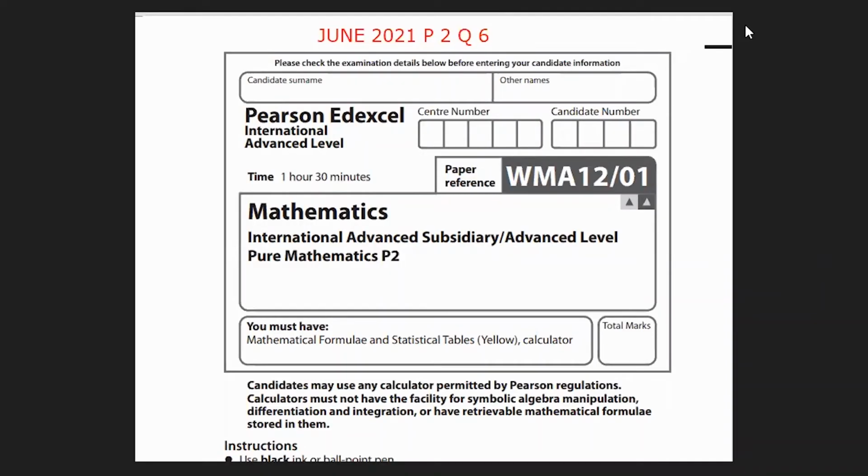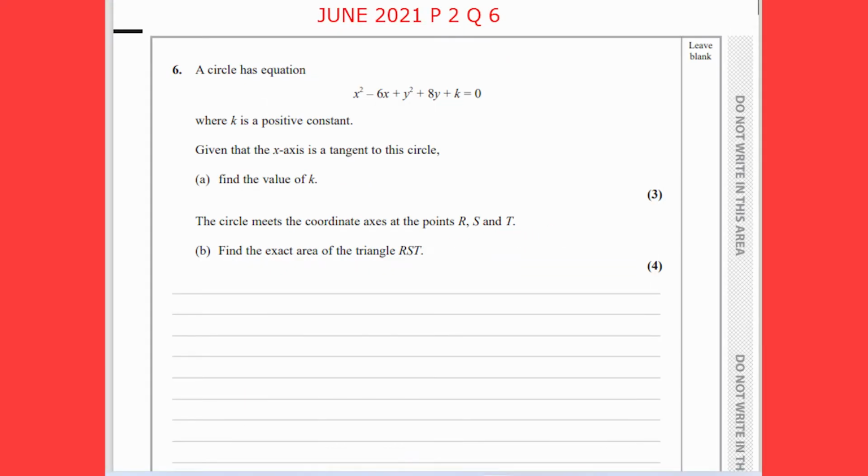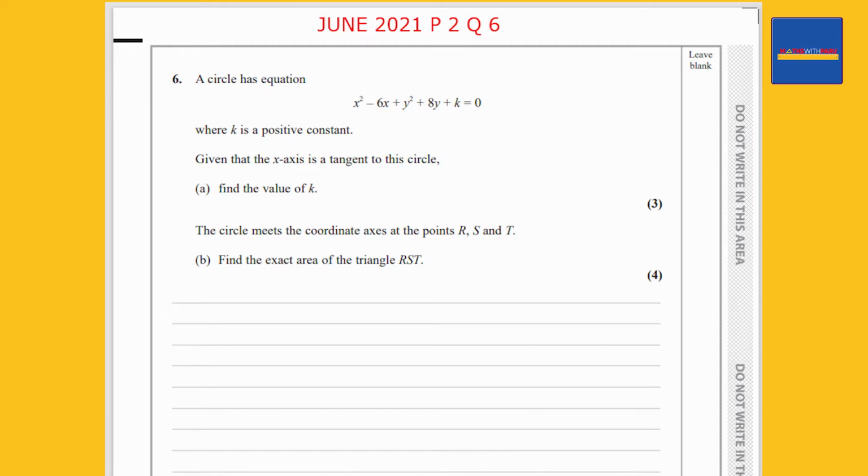This question is taken from P2 June 2021 paper, question 6. The question is based on circles. Here we go.